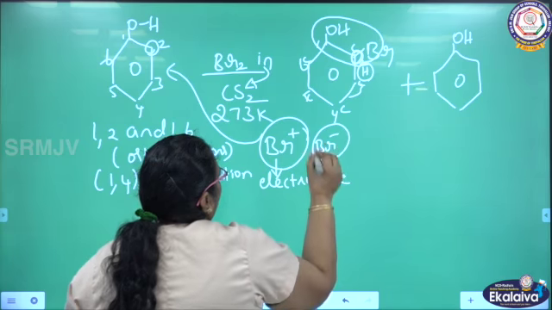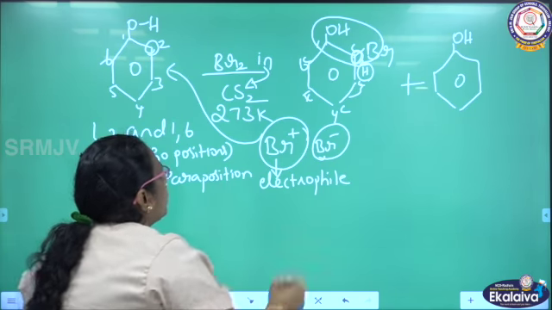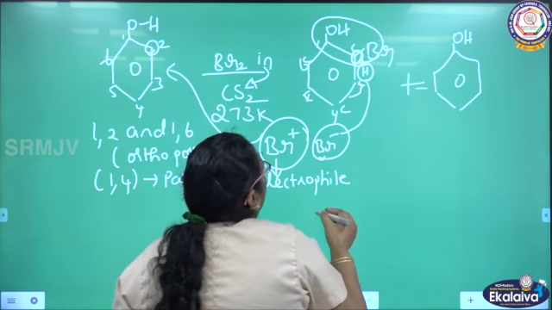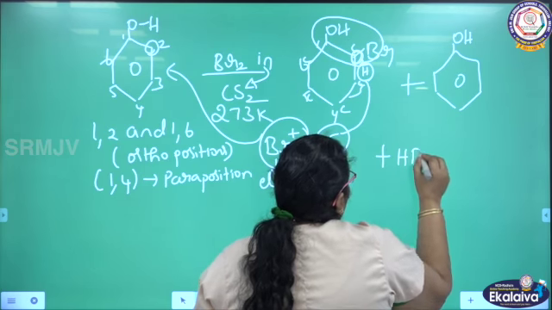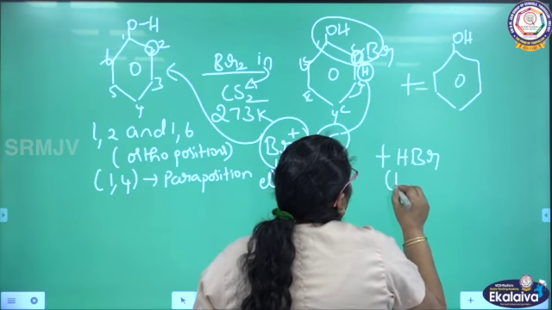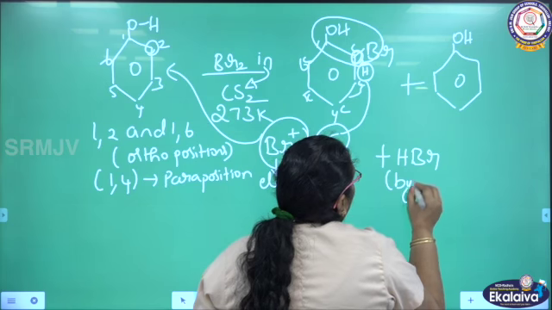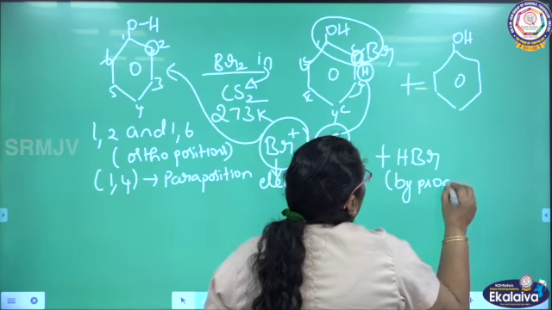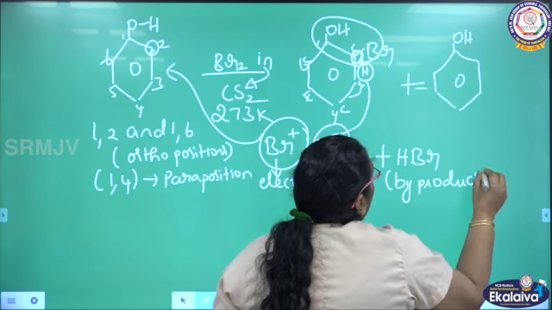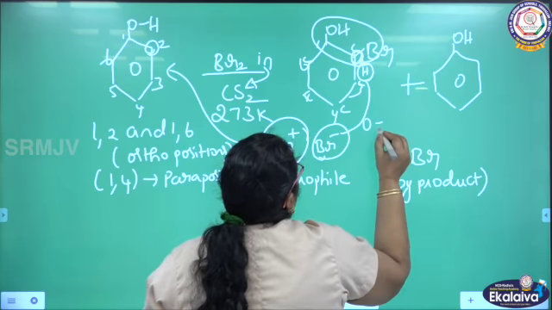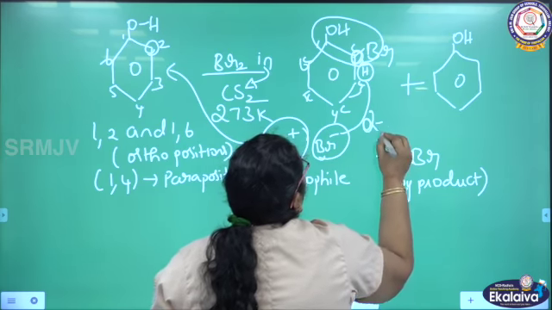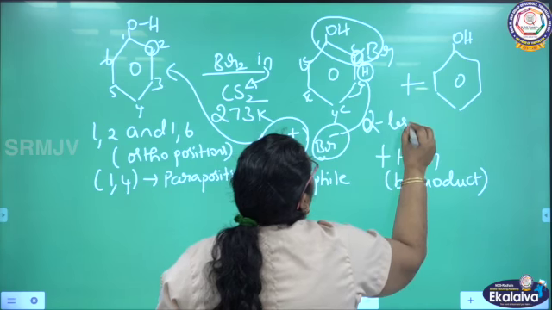Another bromine, which is negative, will go and attack the hydrogen. So what is removed here? HBr. What is the byproduct we are getting here? Hydrogen bromide is the byproduct. What is the main product we are getting here? You will get ortho-bromophenol, or we can write it as 2-bromophenol.